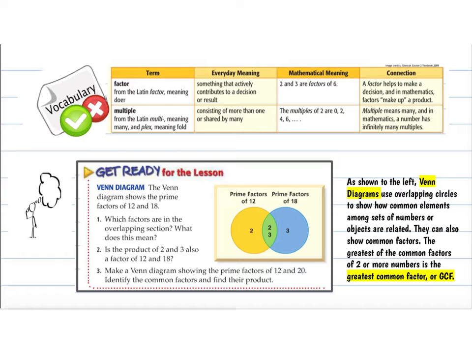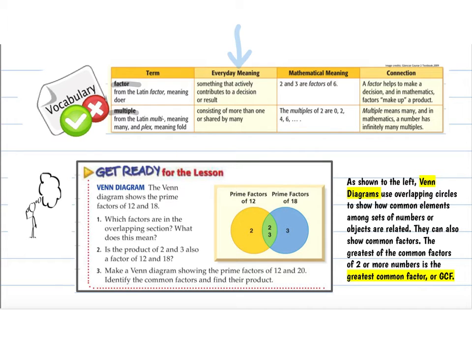What we see is some review vocabulary. We're looking at the terms factor and multiple today. A factor means a doer. Well, that's kind of silly if we just look at a dictionary meaning. Everyday meaning: I talked to some kids about how someone interviews you after a sporting event and says, what are some factors that contributed to your win? That would be something that actively contributes to a decision or result.